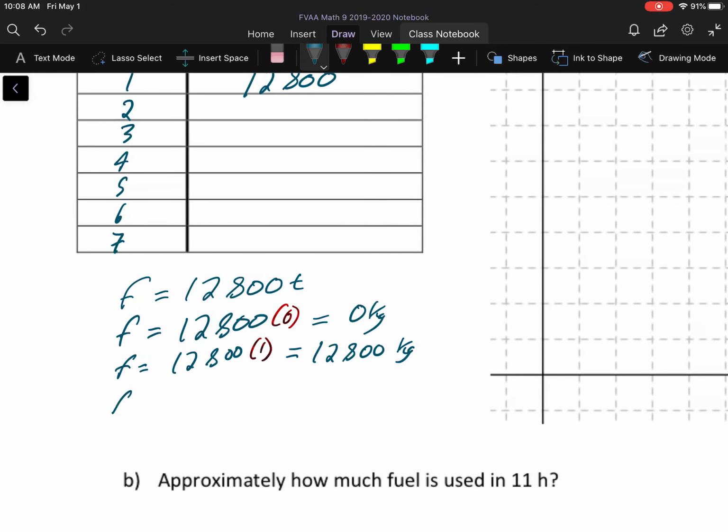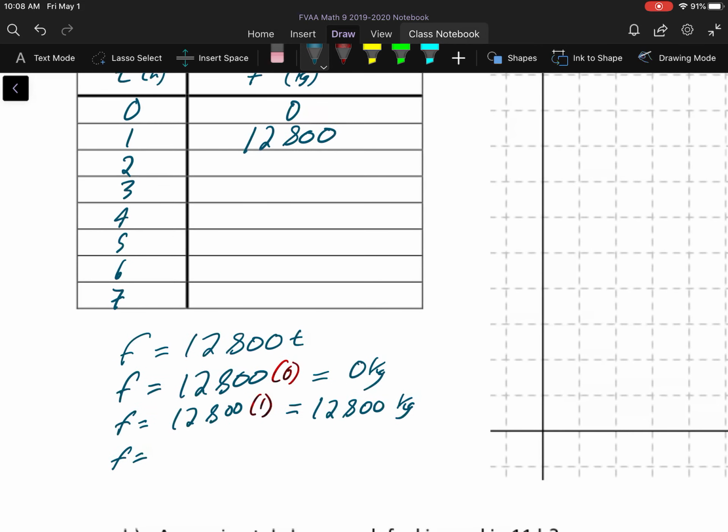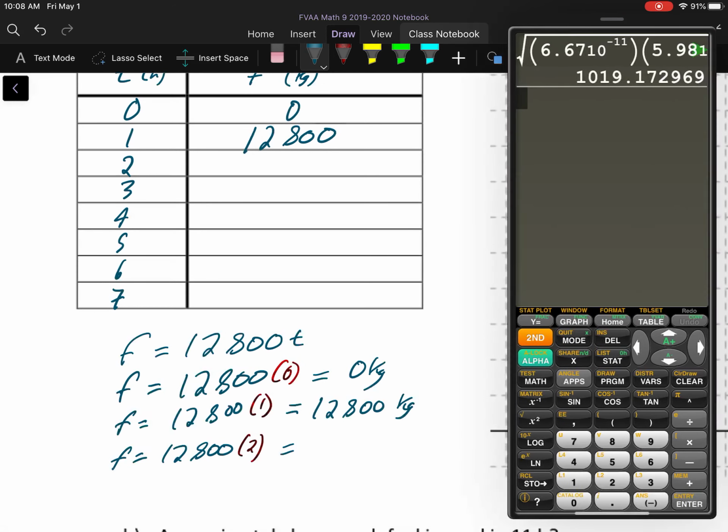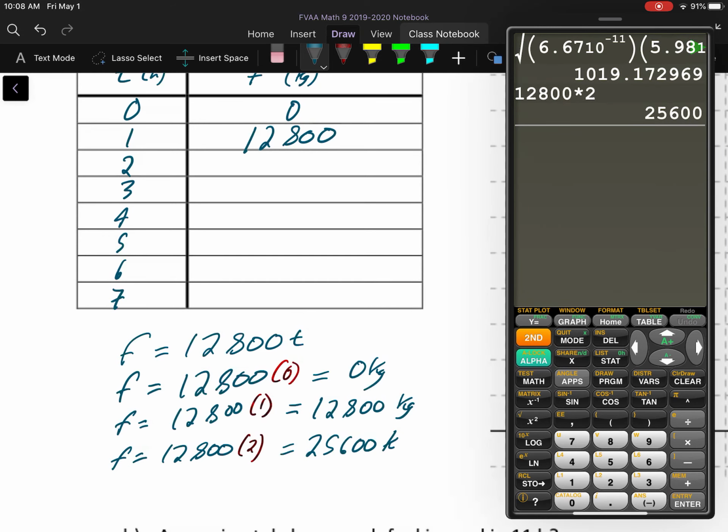It's the same thing for all of them. You're just plugging your t values, your independent values, into the equation and getting your F values. For 2 hours, it would be 25,600. Then times 3, right?